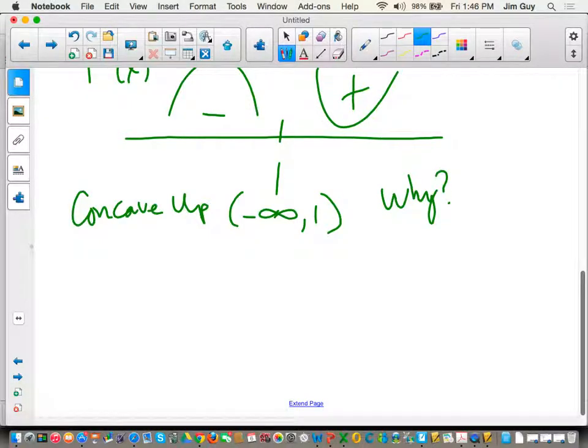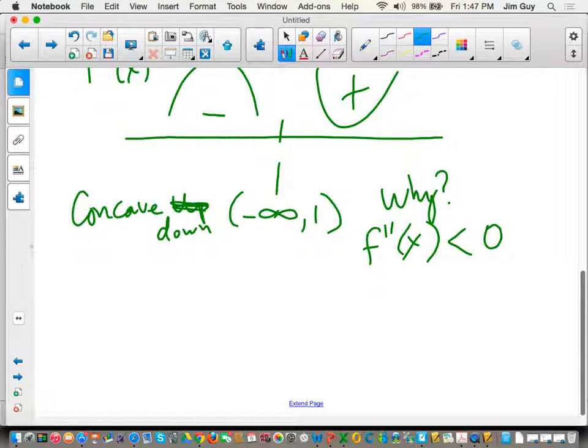And why is it concave up there? Oh, down. I just wanted to see if you're paying attention. Thank you. Pass the test. It's concave down. Why is it concave down there? There's one simple reason. F double prime is less than 0, or negative. You can say negative if you want. Perfect. That's the only reason why.